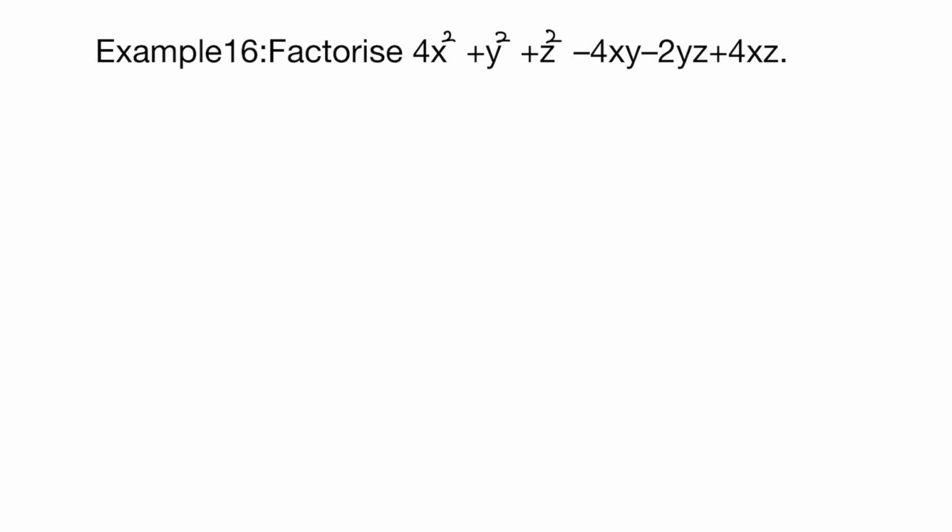So here we are going to factorize this polynomial using the identity that we just learned. So it's 4x squared plus y squared plus z squared minus 4xy minus 2yz plus 4xz. Now you might not actually get how you can factorize them easily, but let us try something.